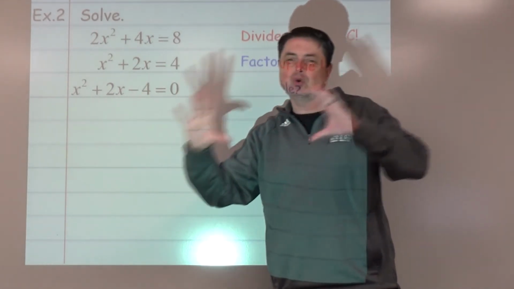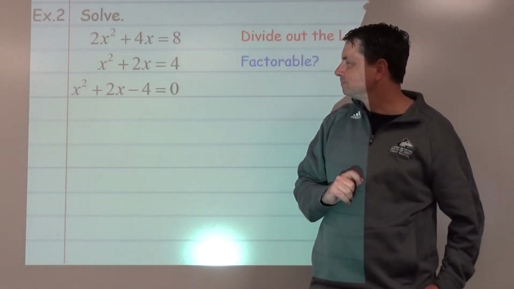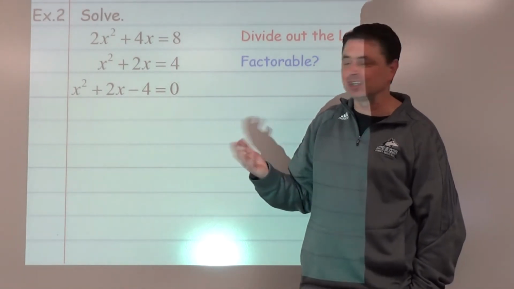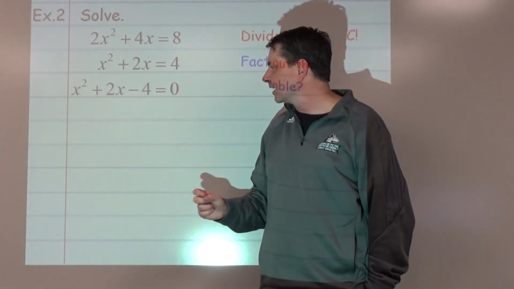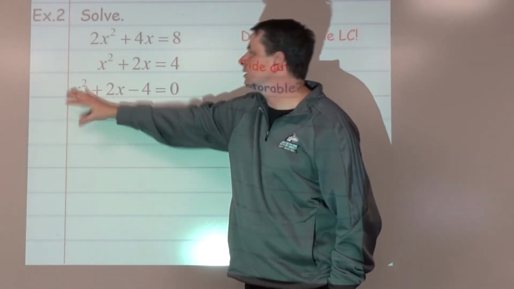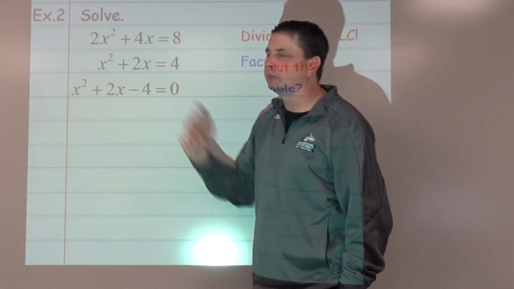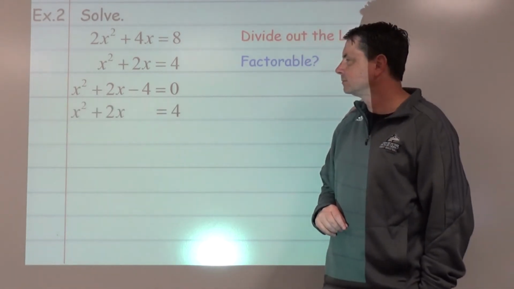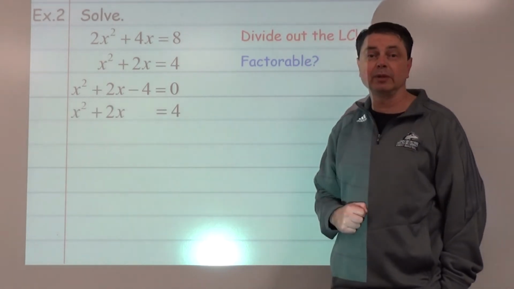x minus 2, x plus 2. Now the x's would cancel out. We'd have 0 x's. So it's not factorable. So let's now keep this on this side. We'll move the 4 back, but leave some space. Now we're ready to complete the square.